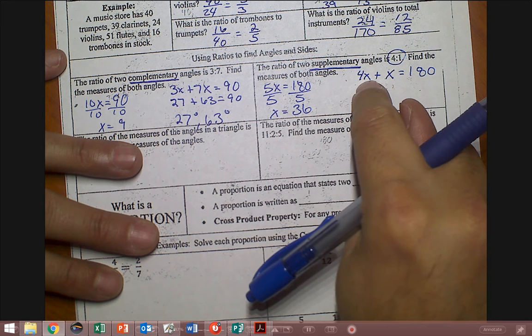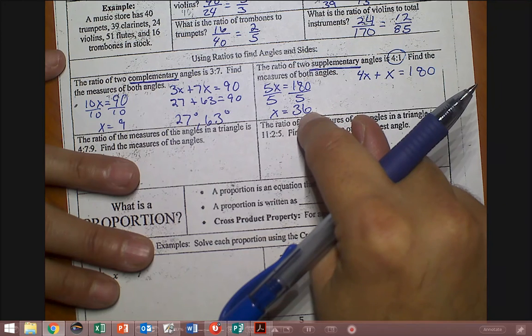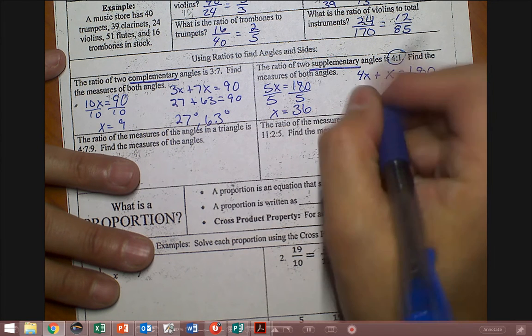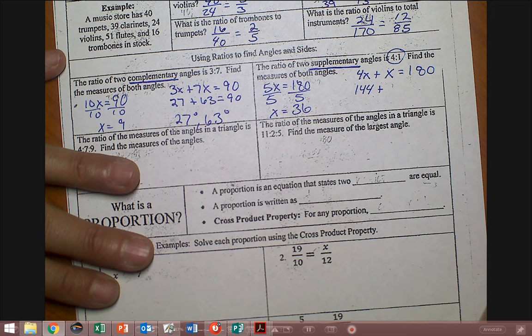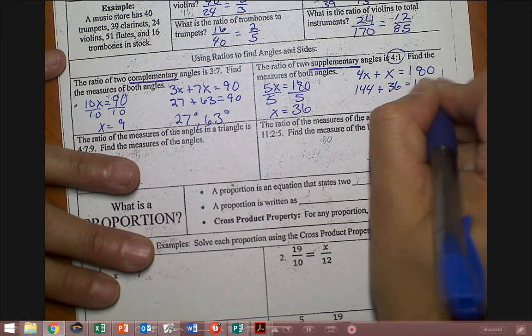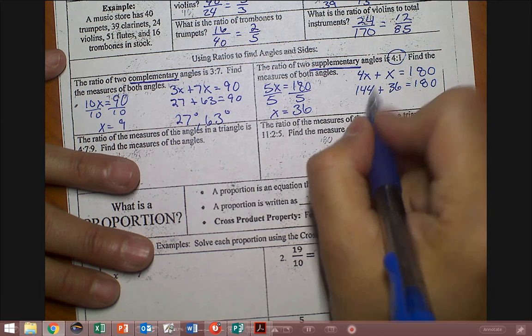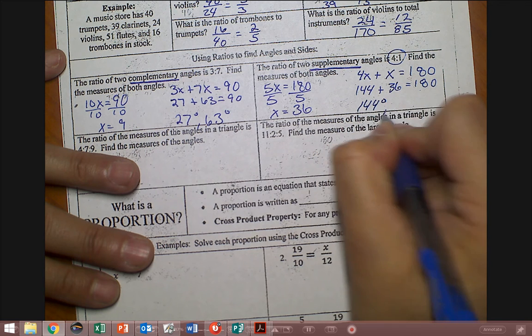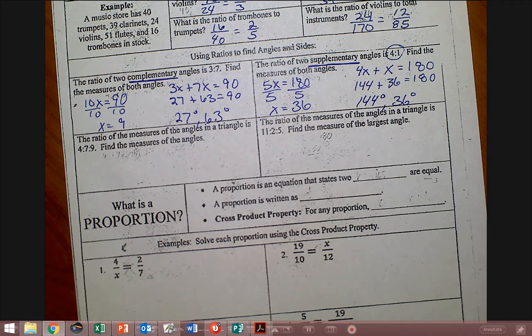And I do my math. So it's going to be 4 times 36. 144. Plus 36. Alejandro, please sit up. 36, right? And that's equal to 180. So, if both those equal 180, this angle is going to be 144 degrees, and the other one's going to be 36 degrees. Are we okay here? Yeah. Really easy, right? Okay, so let's try a harder one.